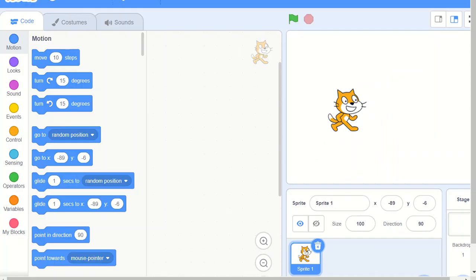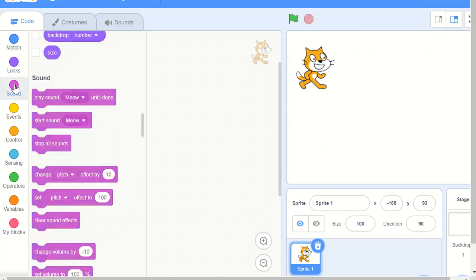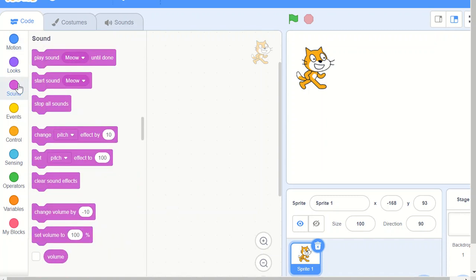There, I have shown you that this cartoon is known as the sprite, and the area where it moves is known as the stage. Here on the left side we have various blocks. We can get different instructions from these blocks. If we want any instruction from any block, we simply click on that block. Each block is differentiated by its color also.